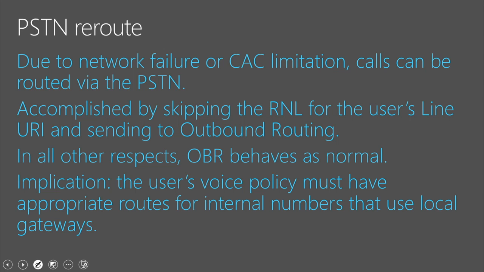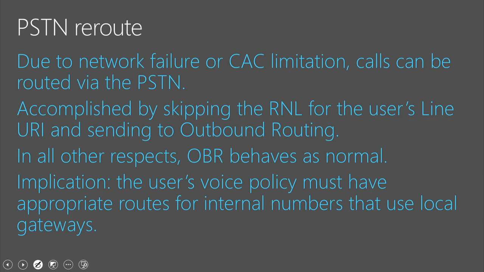So Alice is trying to call Bob. I can't get to Bob over the WAN, so I'll try to call Bob by calling his phone number and then letting outbound routing find the right gateway for that number to go out. Well, if you have done least cost routing, it's quite possible that the gateway to get to Bob's phone number is also close to Bob, and maybe you can't get to that gateway either because of the same outage, right?